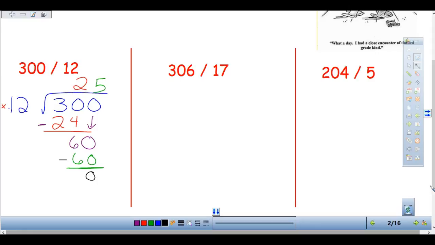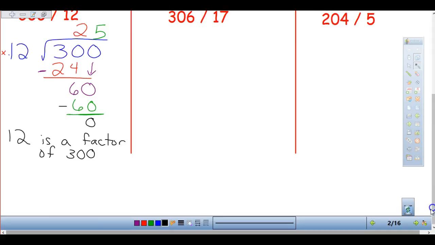Remainder 0. So when we do this today with polynomials, if our remainder is 0, it is a factor. So 12 is a factor of 300. Okay? We could also write this. Do you agree that 12, which was given, times our answer, 25, is going to equal our 300? Yeah. So you can check it. So these 2 multiplied together should give us our answer.